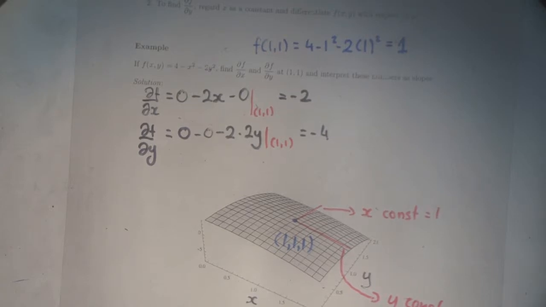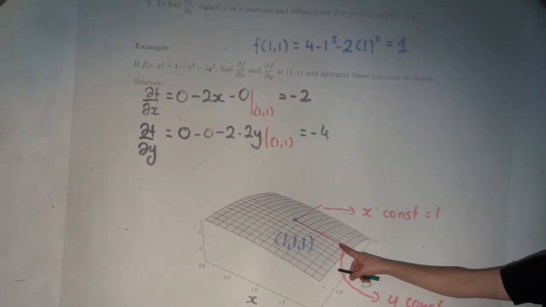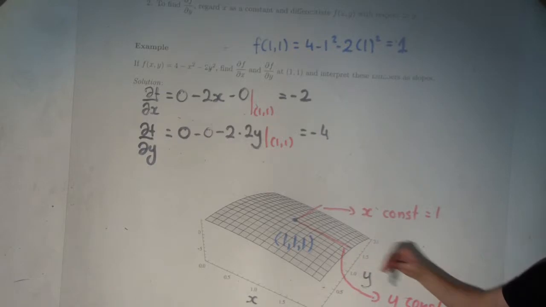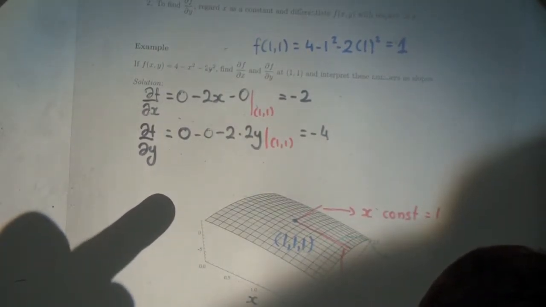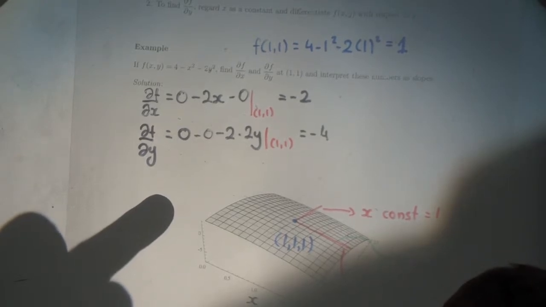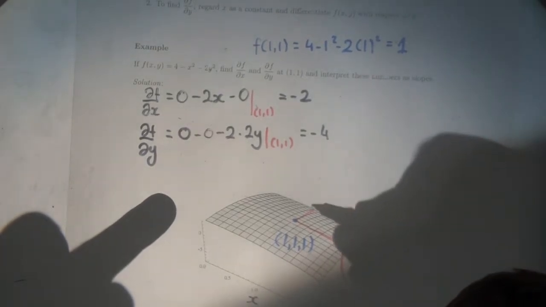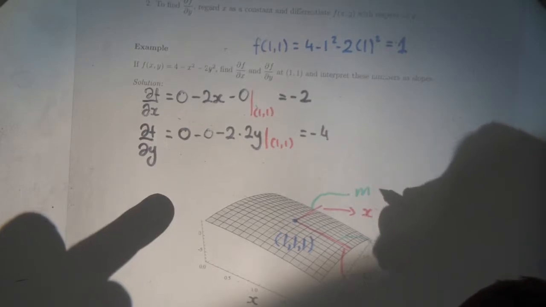And so what you get is that this is the slope in the x direction, the slope of this is minus 2. And the slope of this, although it doesn't look it, is minus 4.